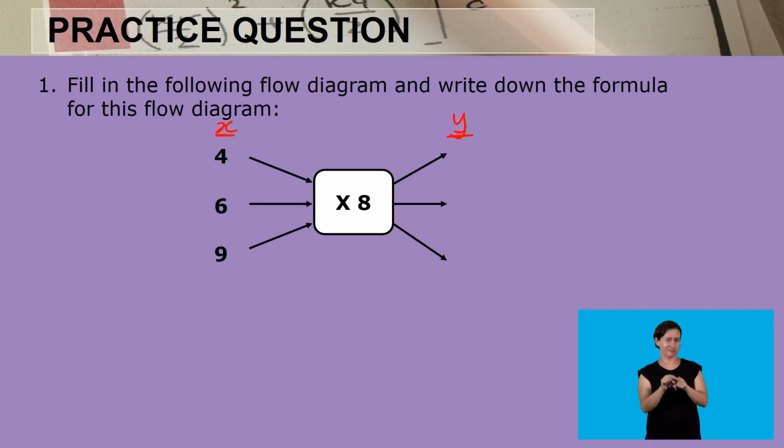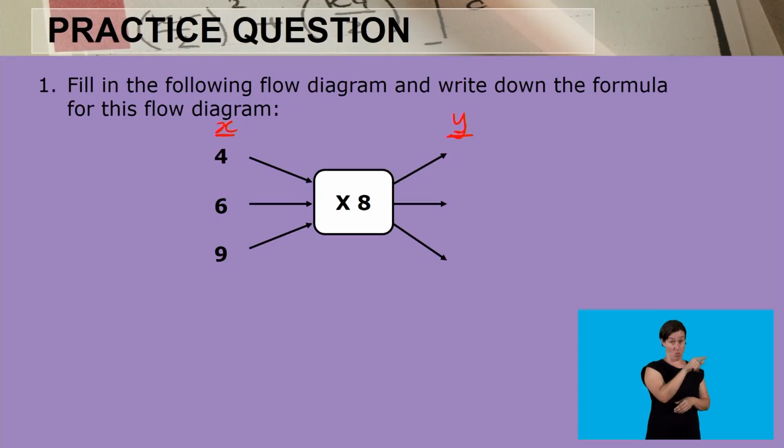In the middle of our flow diagram, we have been given the rule that we are supposed to apply. Whatever is there, we need to apply it to the input value in order to get the output value as a result. Remember, the output value is a result from using our input value. So let's see how we can get those output values from the given rule. Using 4 as our first input value, we are going to multiply that 4 by 8. And when we say 4 multiplied by 8, what is the answer? If you have 32, then you are correct.